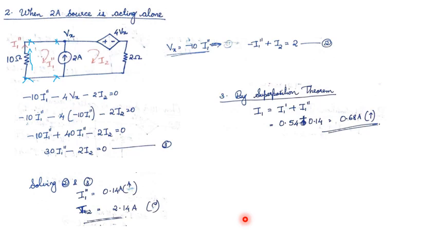Now applying the superposition theorem, I1 is equal to I1 dash plus I1 double dash. I1 dash is 0.54 ampere upwards. I1 double dash is 0.14 ampere upwards. So the net current by the superposition theorem is equal to 0.68 ampere in the upward direction.